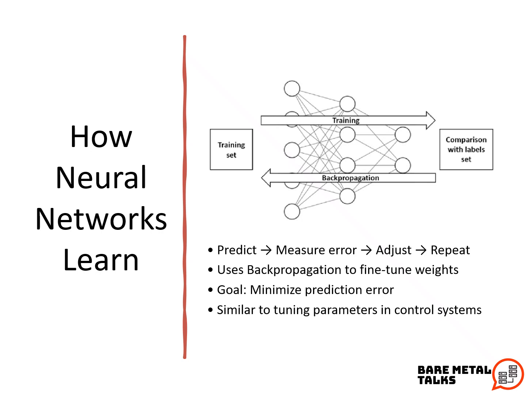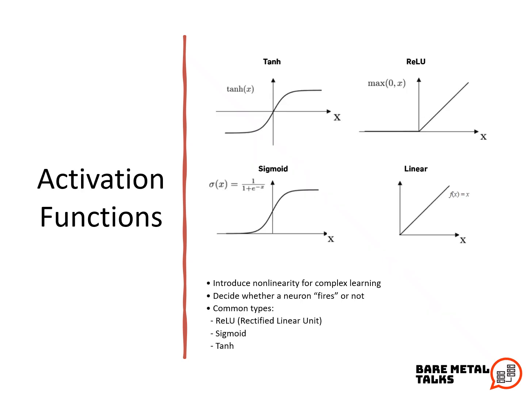Activation functions, the decision makers. After a neuron combines its inputs, it passes the result through an activation function. Think of this as a decision gate. It decides whether the neuron should fire or not, and by how much. Without activation functions, the network would behave like one big linear equation, which limits what it can learn. Activation functions add nonlinearity, allowing the network to handle complex, real-world patterns. Common examples include ReLU, sigmoid, and tanh, each with different shapes and uses.